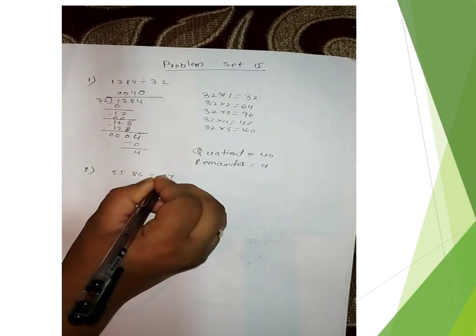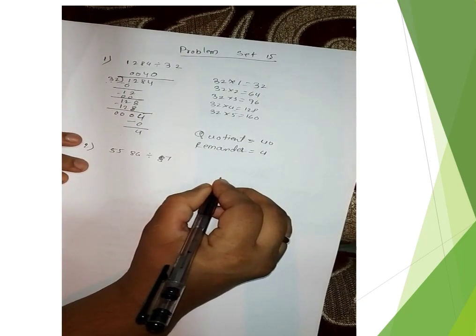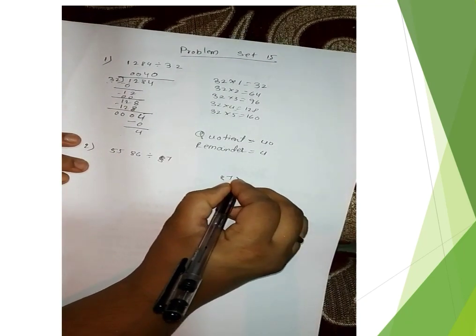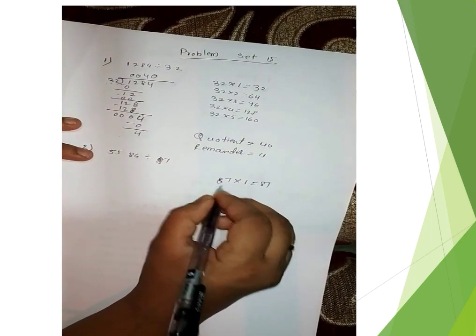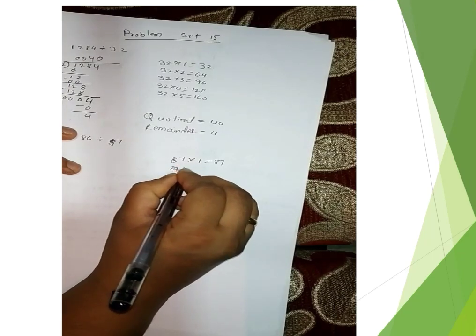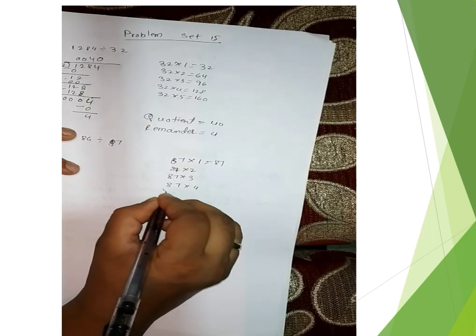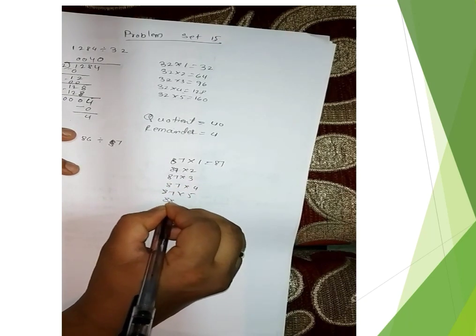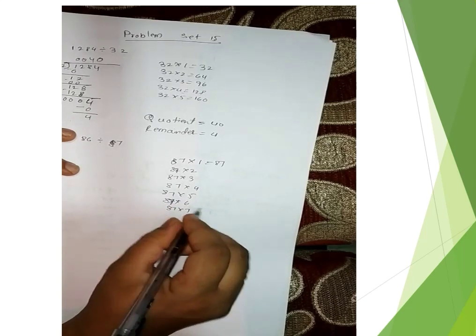Now next, 5586 divided by 87. Here we will require the table of 87. So 87 into 1 is 87. Easy. Now how to write the table of such a big number? I'll show you the easiest way. 87 into 2, then 87 into 3, 87 into 4, 87 into 5, 87 into 6, 87 into 7. Okay.